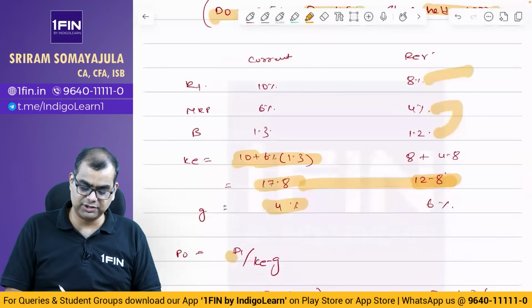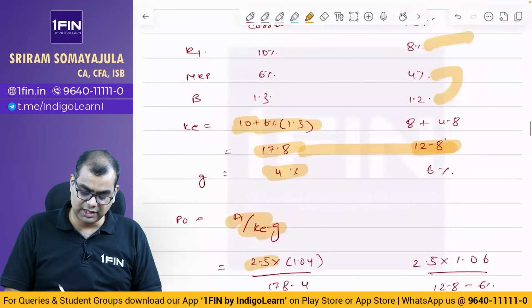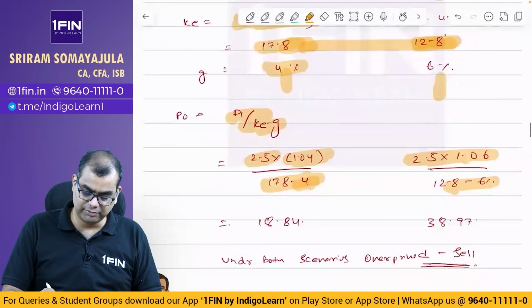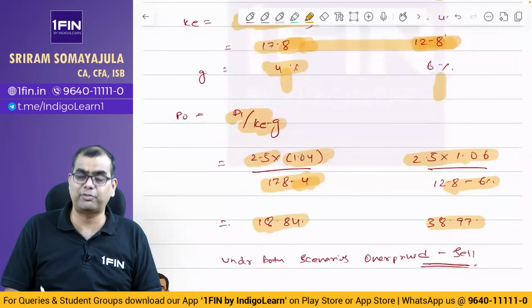Now, what is P0? P0 is D1 by K minus G. So D1 is existing 2.5 into 1.04 because the growth rate here is 4 and here it is 6. So 2.5 into 1.06 divided by KE minus G. What is KE? 17.8, 12.8 minus 4, minus 6. You will basically get 18.84 and 38.97.